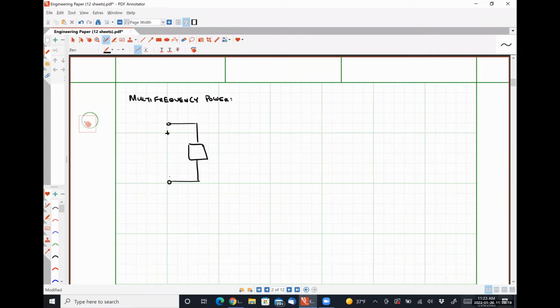Let's say that we have a voltage V of t across it, current I of t flowing through it. And again, we know that P is simply V times I, right?